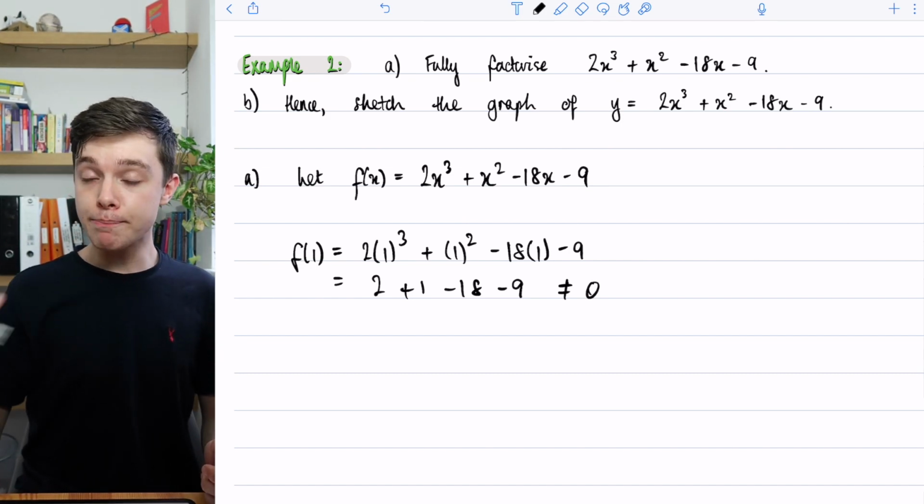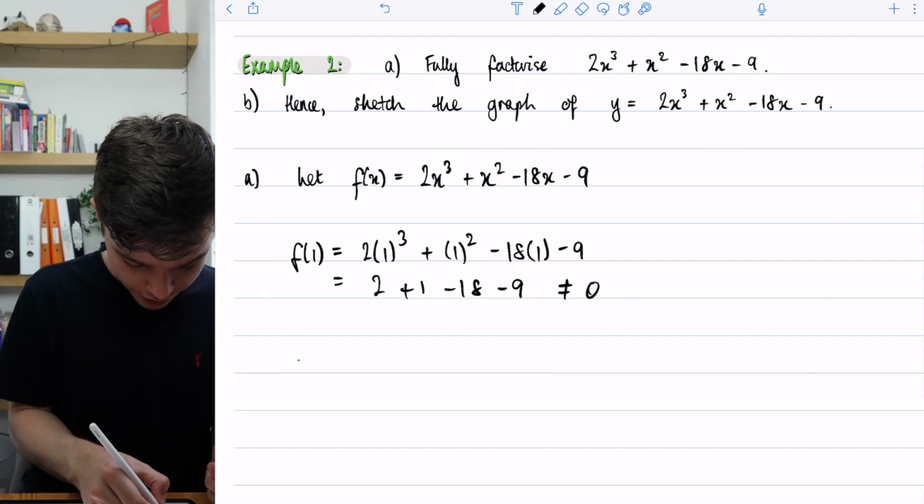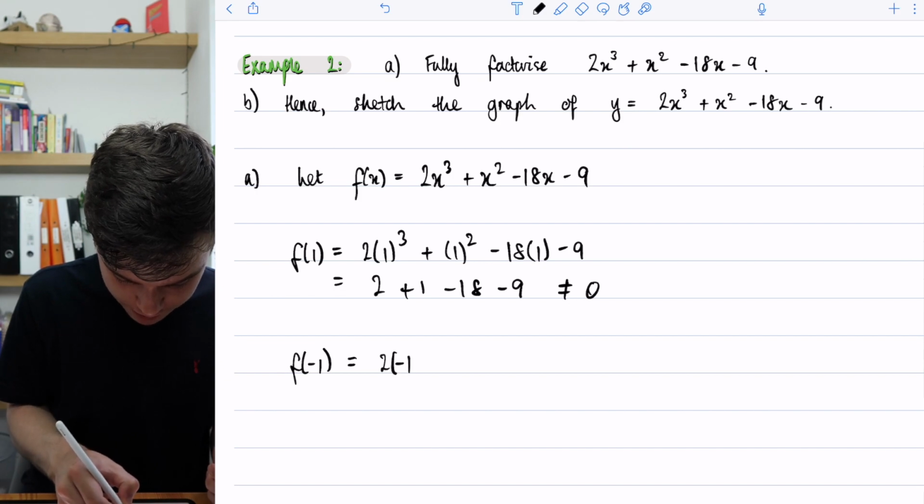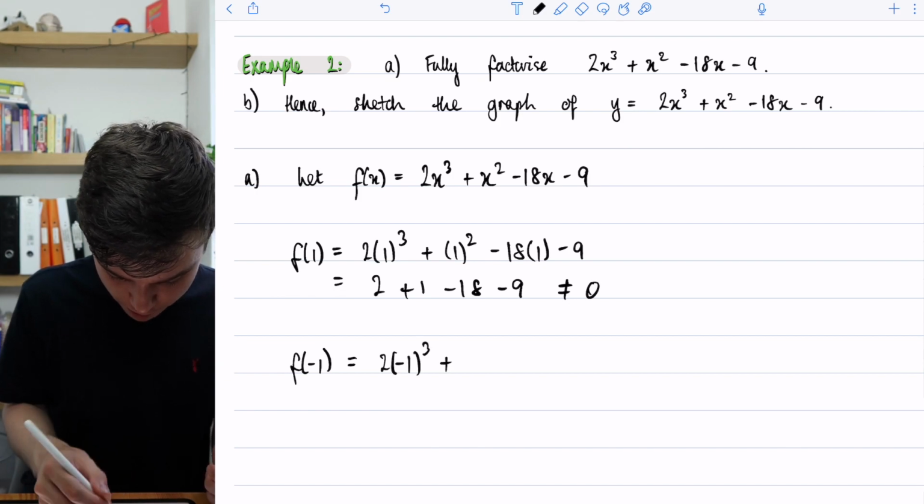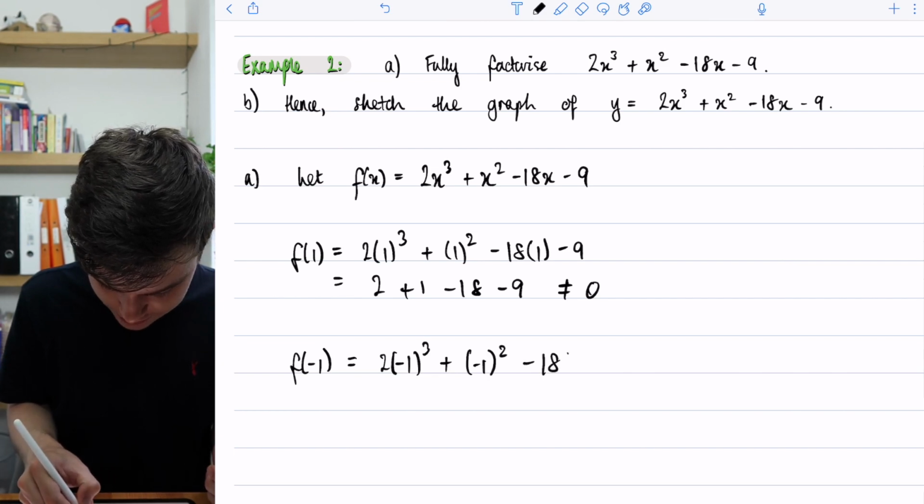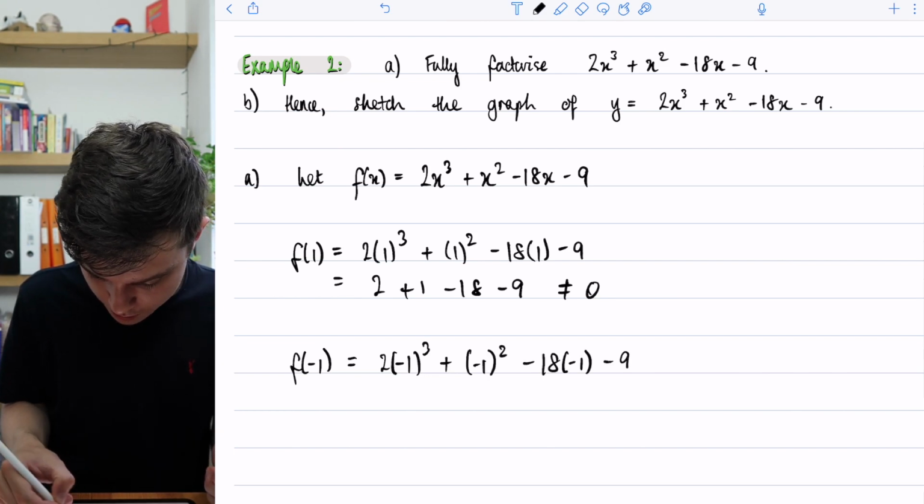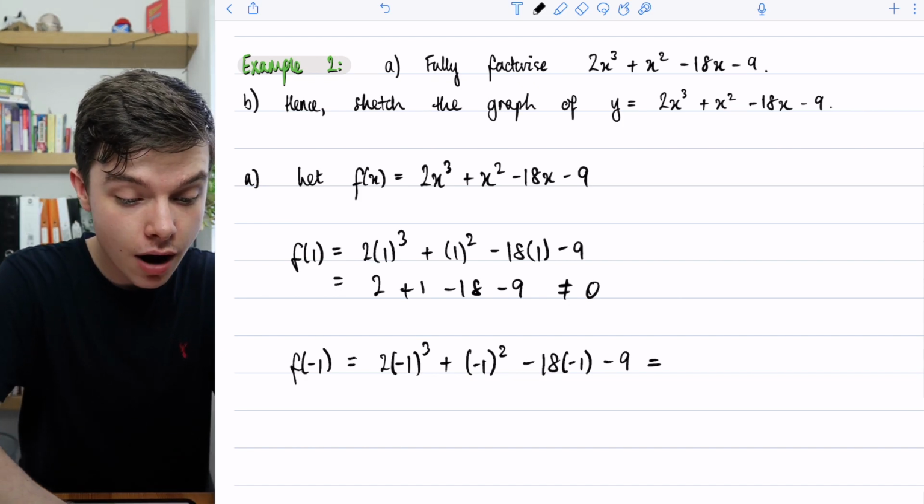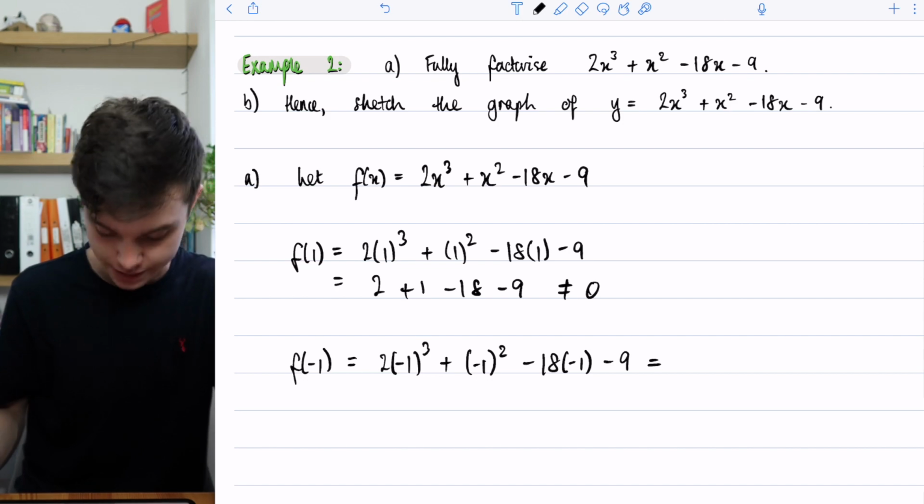Now, I would then try minus 1, like we did in the previous example. F of minus 1 will be 2 times minus 1 cubed, plus minus 1 squared, minus 18 lots of minus 1, minus 9. And I think this does give me 0. Oh no, it doesn't. It gives me 8, okay?